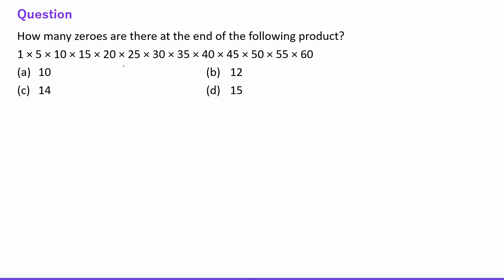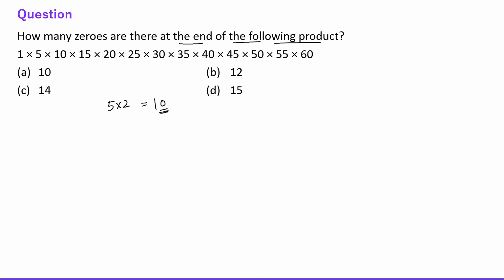The first question says, how many zeros are there at the end of the following product? This question belongs to the topic number system, and a certain background is needed. You should know how a zero is produced. A zero is produced when 5 is multiplied with 2, then we get 10. So it produces one zero.